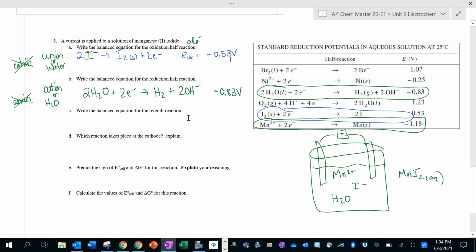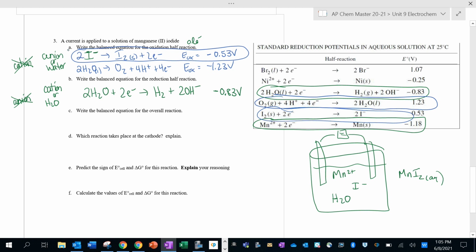All right, my other possibility is water. Water could also be oxidized. So here's the reaction that shows the oxidation of water. When I flip that around, my reactants are 2 water molecules, and my products are oxygen gas, 4 hydrogens, and 4 electrons. When I flip the sign, it has an oxidation potential of negative 1.23. So here are my 2 possible oxidations. And remember, the one that has the larger voltage is more favorable. So in this case, this top reaction is the more favorable of the 2.